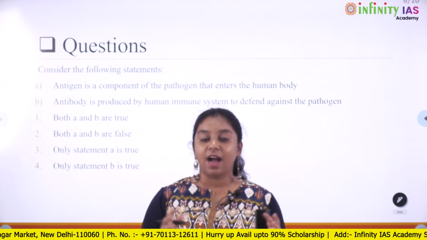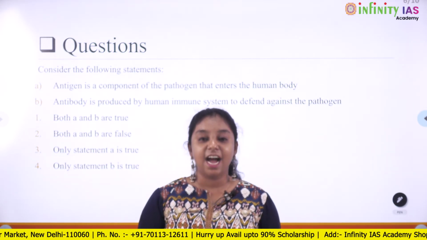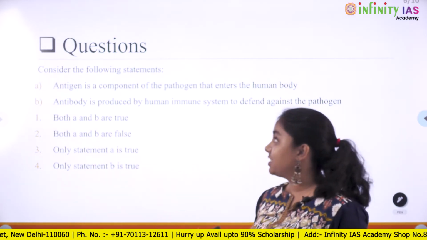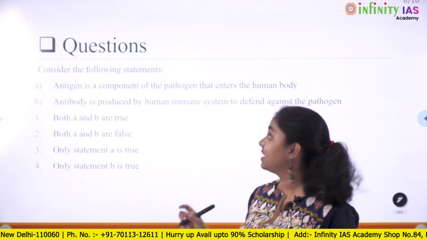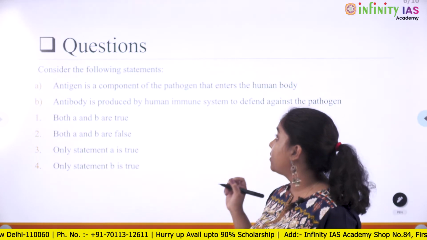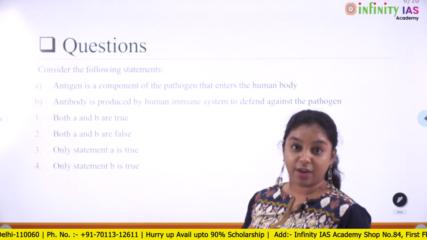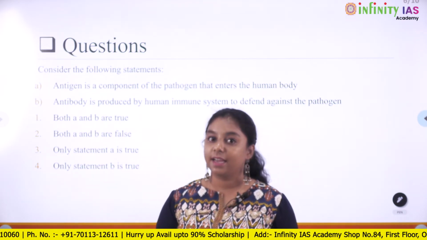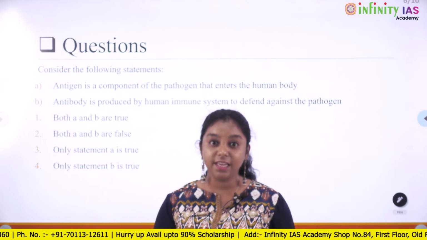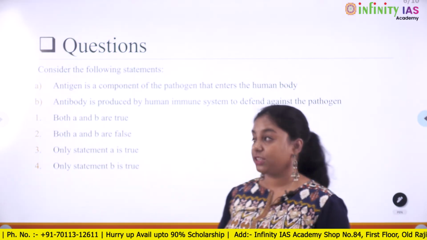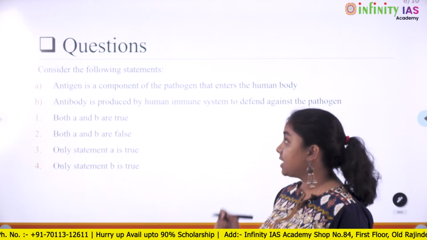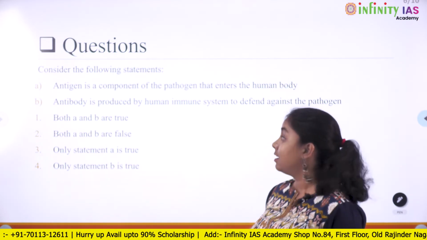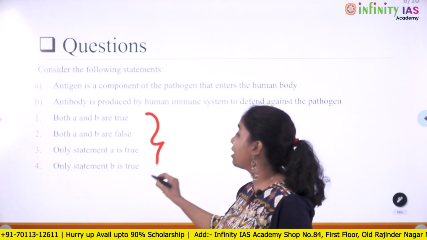After explaining all of these things, I would like to leave you with three questions. The first question is, consider the following statements. Antigen is a component of the pathogen that enters the human body. Pathogen means virus, bacteria or fungi, or as I have said, any foreign body that is not your own. Antibody is produced by the human immune system to defend against the pathogen. Among these four, find out what is the right answer.